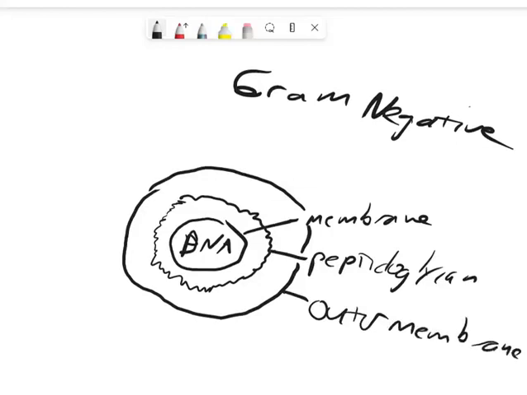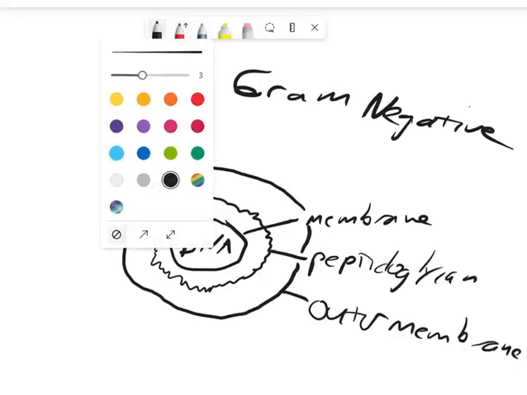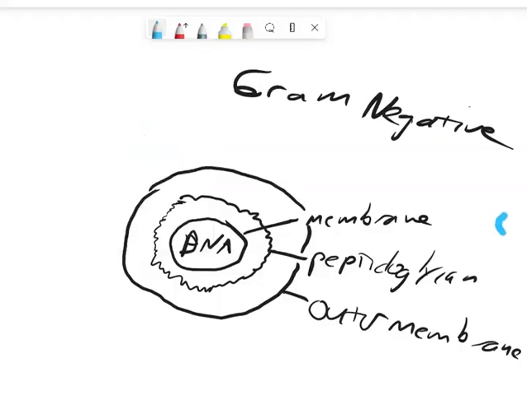So the inner membrane is the real membrane for the cell. The cell kind of ends at the membrane. Then the peptidoglycan is that structure that gives it some strength, and then the outer membrane has other features to it. So the outer membrane kind of camouflages the cell, but it also defines this whole region between the two membranes.